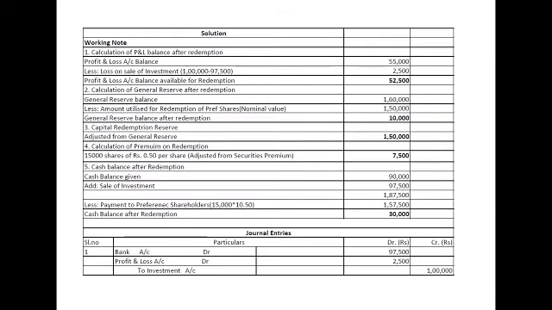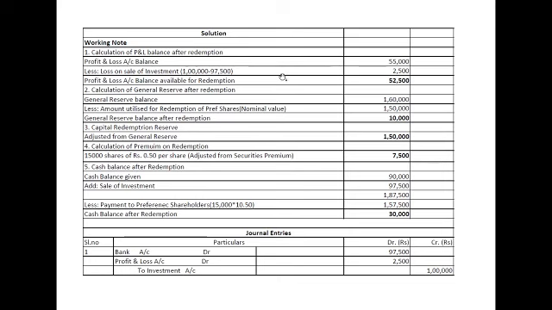Now the first working note we will do for calculation of profit and loss account balance after redemption. ಅಂದ್ರೆ ನಮ್ಮ ಪ್ರಾಫಿಟ್ ಅಂಡ್ ಲಾಸ್ ಅಕೌಂಟ್ ಅಲ್ಲಿ ಎಷ್ಟು ಬ್ಯಾಲೆನ್ಸ್ ಉಳಿತದೆ ರಿಡಂಪ್ಷನ್ ಆದ್ಮೇಲೆ ಎಂಬುದನ್ನು ಈ ಕ್ಯಾಲ್ಕುಲೇಷನ್ ಅಲ್ಲಿ ನಾವು ಮಾಡುವ. So the profit and loss account balance given as per the balance sheet is 55,000. From that, loss on sale of investment should be deducted.